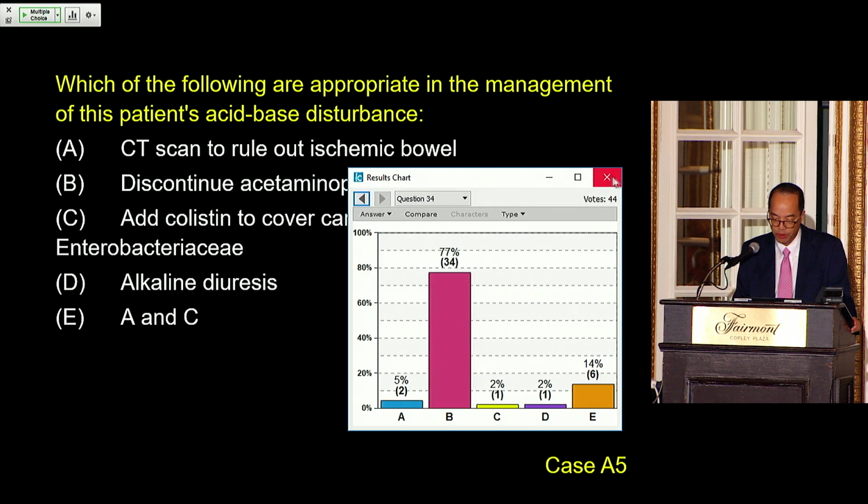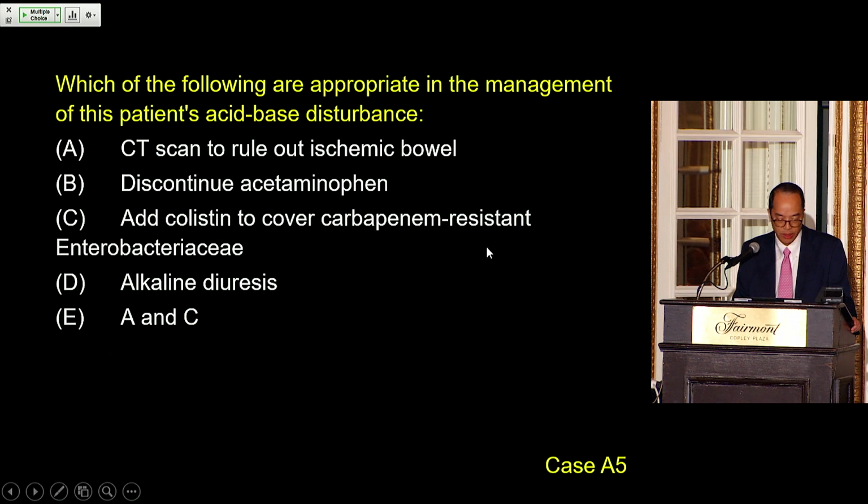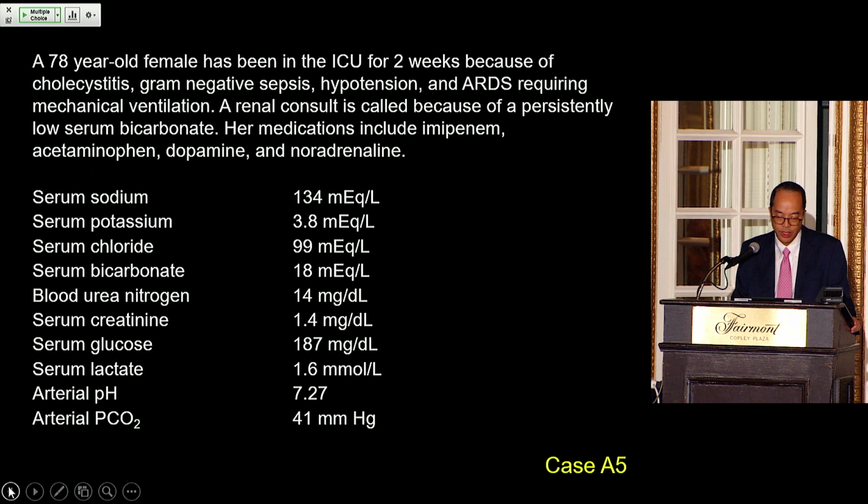Okay, so most people chose B, which is discontinue acetaminophen, which is correct. Although we don't have any measurements of it, the context suggests that she might have a pyroglutamic acidosis. She's on acetaminophen, she's female, she's in the ICU, she has sepsis, and she doesn't have any other good reason to have it. One of the red herrings here is that she has a slightly elevated serum lactate level. So the question is, could that account for this acidosis? And the answer is no.